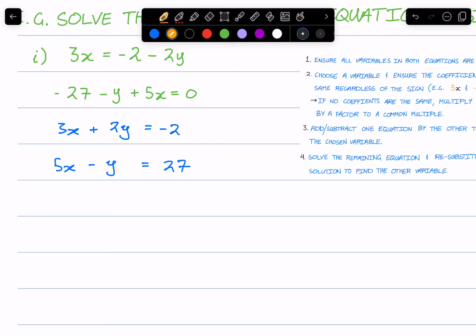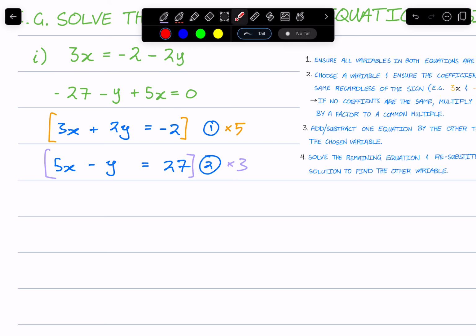So I'm going to multiply equation 1 by a factor of 5, because I know 3x times 5 gives me 15x. And equation 2, I'm going to multiply it by 3, because I know 5x times 3 also gives me 15x.